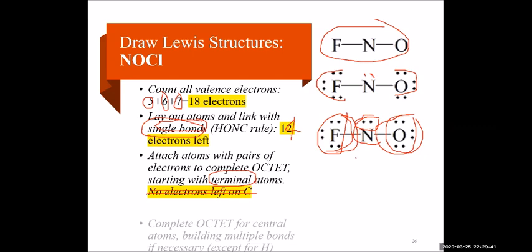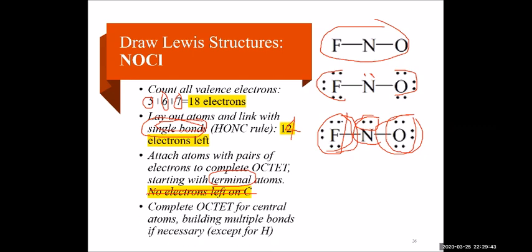And we notice both fluorine and oxygen are octet. Is nitrogen octet at this point? No, because there's 1 pair, 2 pair, 3 pair, only 6 electrons. The nitrogen is not octet. How can we make the nitrogen octet? It is for those terminal atoms to share their lone pair electrons.